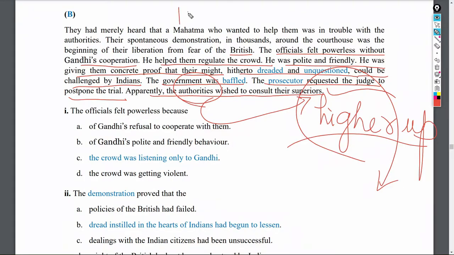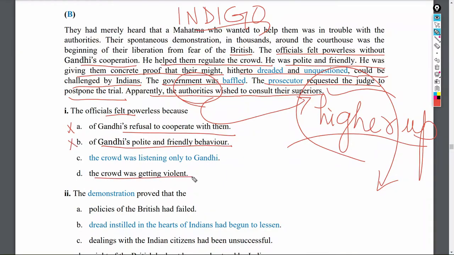Therefore this was the problem, the problem was actually the problem pertaining to the sharecropper. This lesson is from Indigo, Indigo है ना। Here you will have to know in detail. आपको हर कुछ जानना पड़ेगा। आपको थोड़ा भी दुविधा होगा तब then you cannot answer this question. देखिए अभी, the official felt powerless because, किसके लिए ऑफिसर लोग powerless महसूस किया: of Gandhi's refusal to cooperate with them, of Gandhi's polite and friendly behavior.